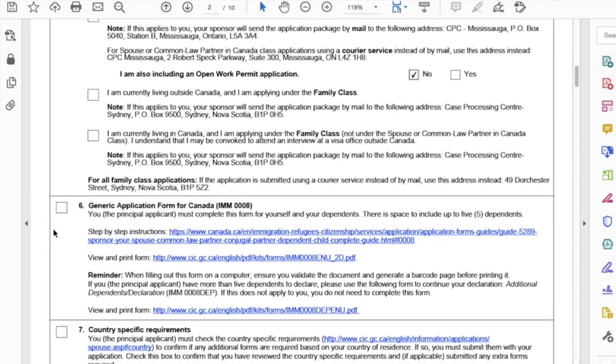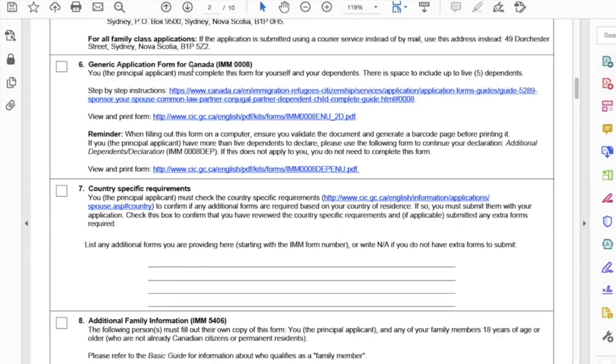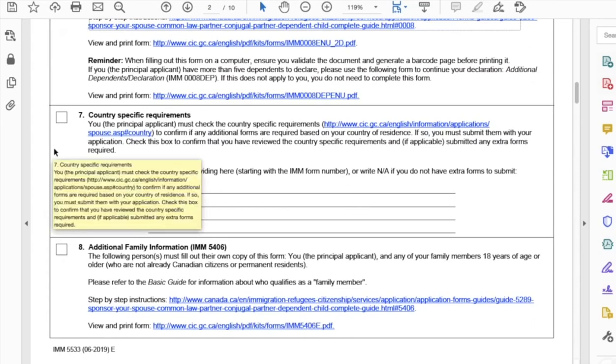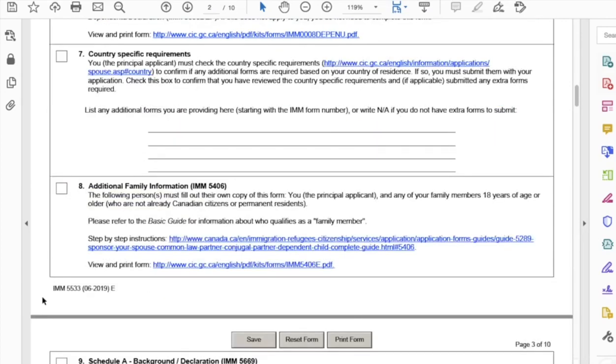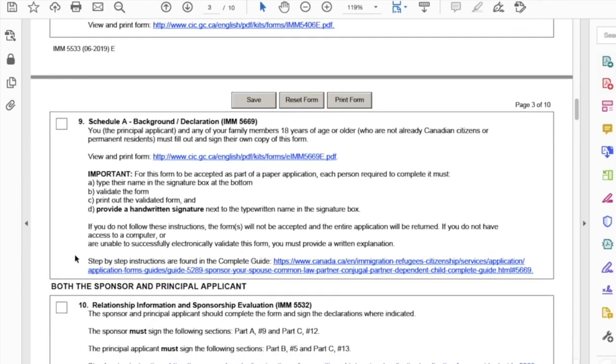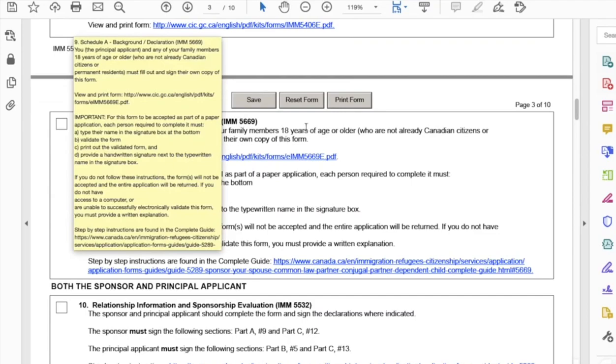Now let's scroll down. Here you have to submit this document IMM 0008, and if you need any help, you can definitely get it from the complete guide. This link is for that complete guide that I was talking about earlier. Okay, now the country specific requirements. If there is any requirement for your country, you should definitely submit that as well. Then after that it would be additional family information IMM 5406. Then after that you should submit this IMM 5669.